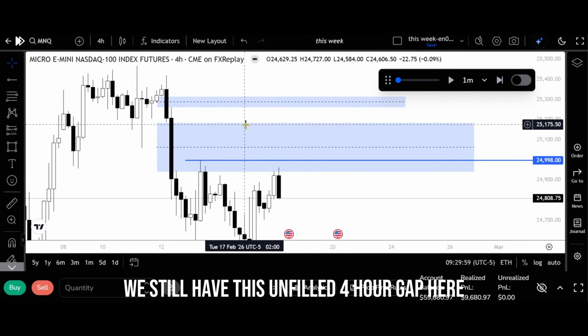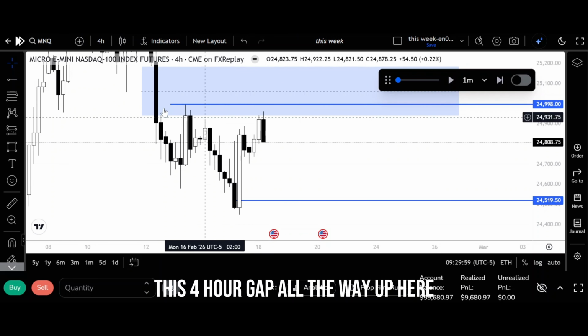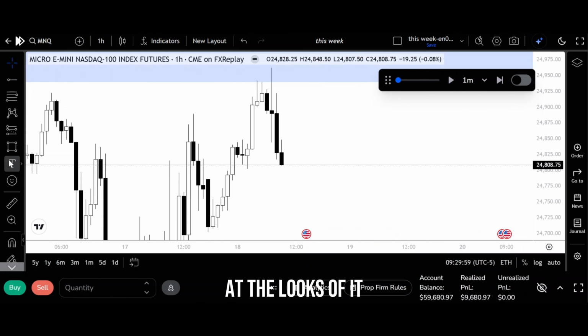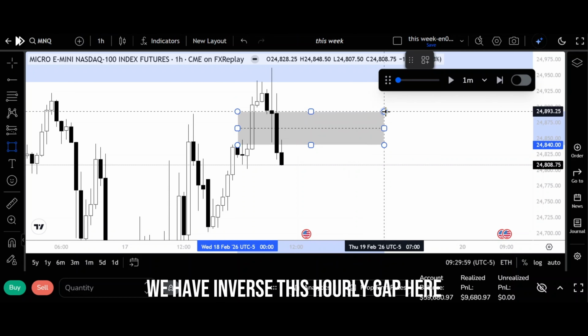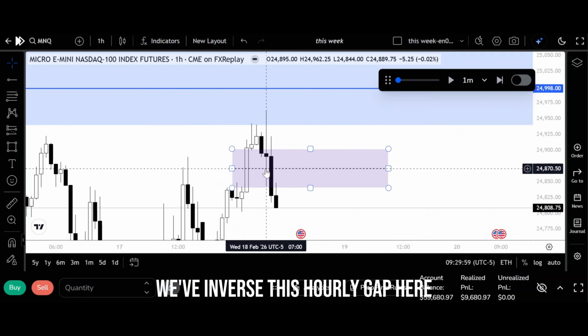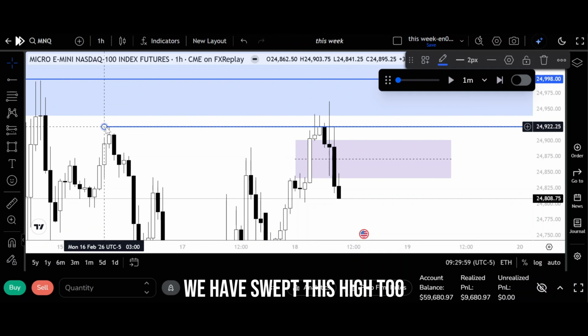We still have this unfilled 4-hour gap here, this resting high over here, this 4-hour gap all the way up here. I don't see anything else from the hourly, so I'm going to go down to the 1 hour. By the looks of it, we have inversed this hourly gap here. So what does that mean? We've inversed this hourly gap here. We've touched into this 4-hour gap. We have swept this high too.